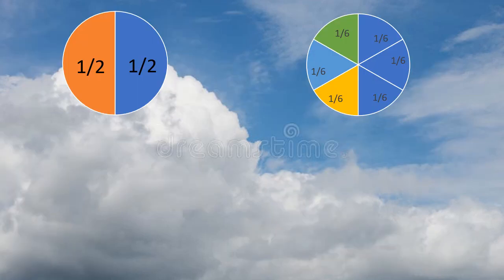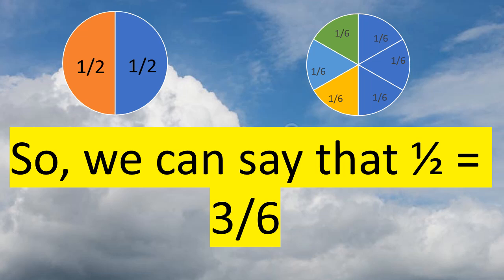So on the left we have 1 by 2, 1 by 2. And on the right we have 3 times 1 by 6 equals 3 by 6. So we can say that 1 by 2 equals 3 by 6.